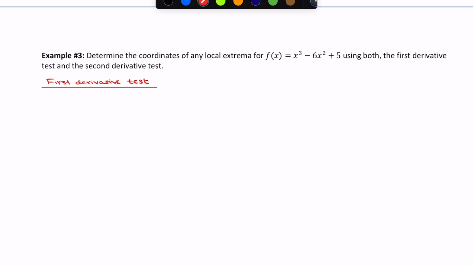Okay, so here we'll differentiate f of x, and so f prime of x will be equal to 3x squared minus 12x. Factor out 3x, and we'll get x minus 4. So here we see that f prime of x is equal to 0 when x is equal to 0 and x is equal to 4.